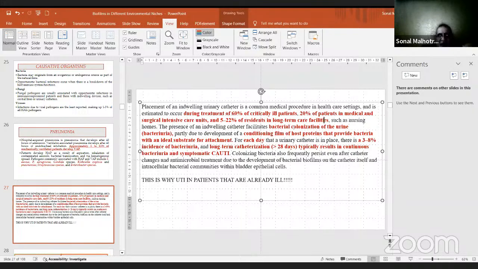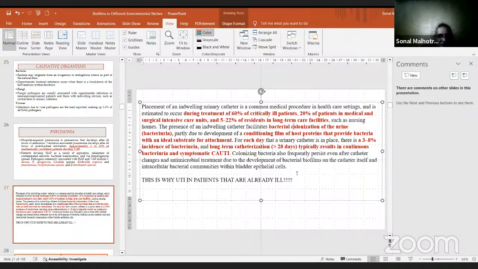Once there is an indwelling catheter, there is a good chance of bacterial growth in the urine, which is called bacteriuria. If catheterization is long term, greater than 28 days, it results in continuous bacteriuria and symptomatic urinary tract infection.